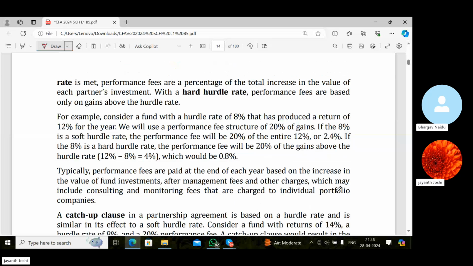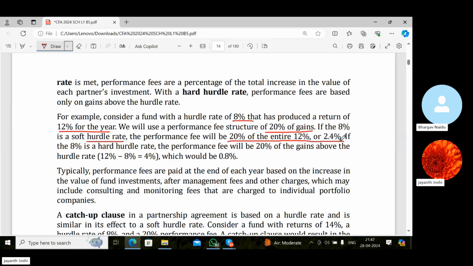For example, consider a fund with a hurdle rate of 8%. That's the minimum return we want. It has produced a return of 12% for the year. We will use a performance fee structure of 20% of gains. If the 8% is a soft hurdle rate, the performance fee will be 20% of the entire 12%, or 2.4%.